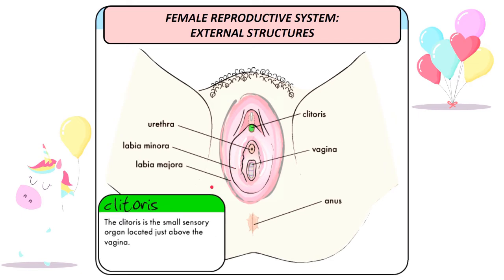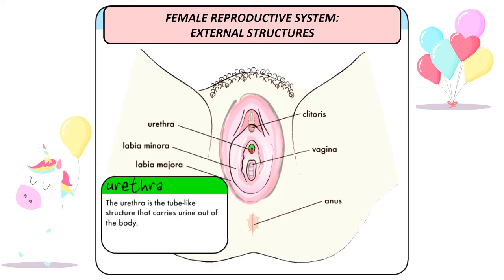And clitoris. This is found somewhere here above the labia minora. This is actually a very sensitive structure. It has a lot of nerve endings and is very sensitive to touch. This is found in this region, just above the labia minora.